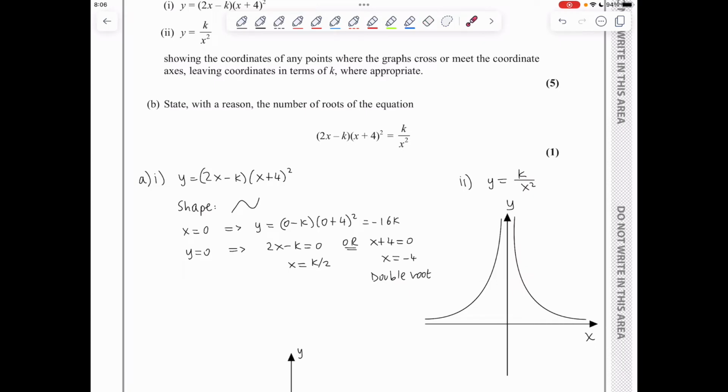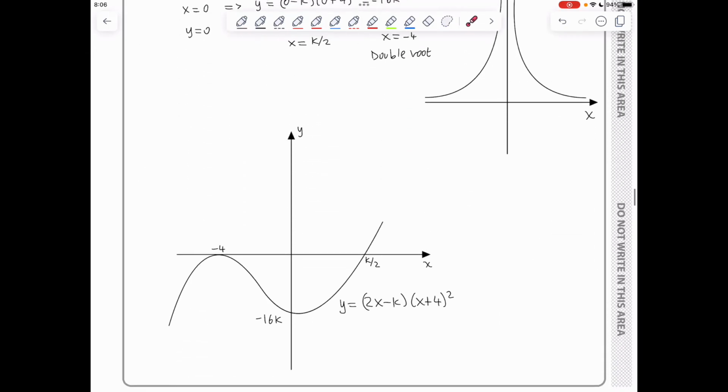Now in part B, it says state with the reason the number of roots of the equation (2x minus k) times (x plus 4) squared is equal to k over x squared. So obviously we are looking at the points of intersection between the two graphs. It will make sense to put the two graphs together. Superimposing the two graphs, we can see that there is one point of intersection, which is over here on the right-hand side. And therefore, we can safely conclude that the given equation should have only one real root, so hence one root.